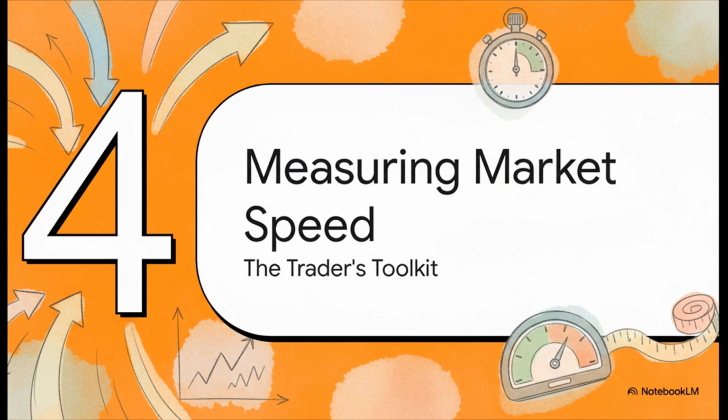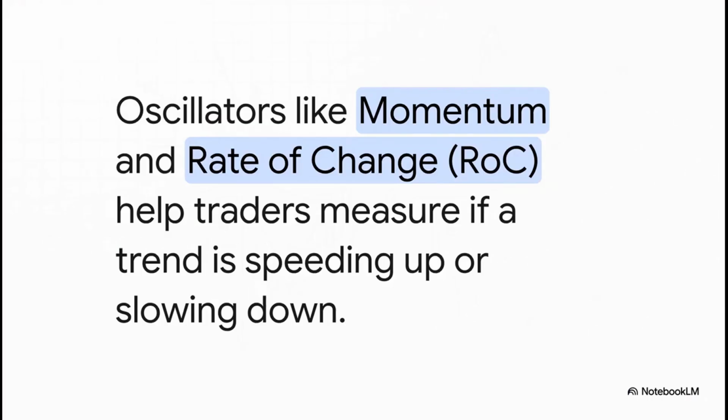Okay, we've been throwing this word momentum around a lot, but how do you actually measure it? Let's get into the tools of the trade in Section 4, measuring the market speed. Well, traders use these tools called oscillators. Two of the most popular are called momentum and rate of change, or ROC for short. They're basically just fancy calculators designed to do one simple thing: tell you if a trend is speeding up or slowing down by comparing today's price to a price from the past.